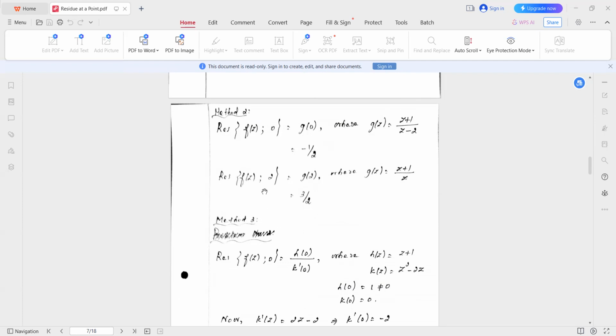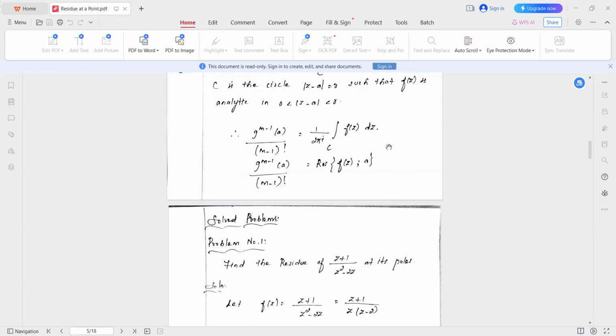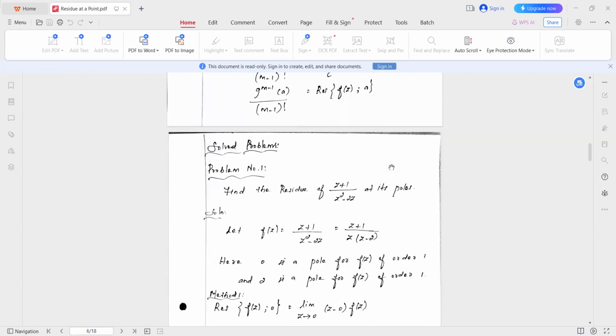Similarly, when we find the residue of the function f of z at the point 2, g of z becomes (z plus 1) by z, divided by z minus 2. So this is our g of z.